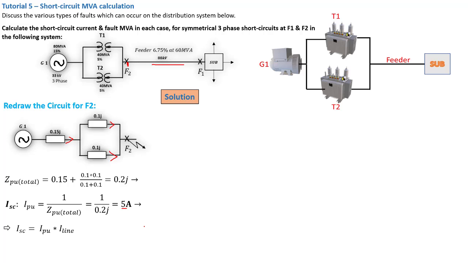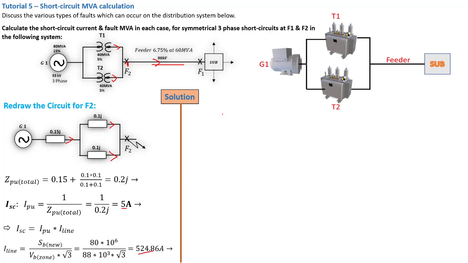Now moving on, we're going to look for the line current. So our I line is going to be SB new over VB zone times the square root of 3. This is also going to be exactly the same 88 kilovolt, because from this side all the way to here, it's the same 88 kilovolt potential voltage. So that is going to be exactly the same I line current, that is 524.86 amps.